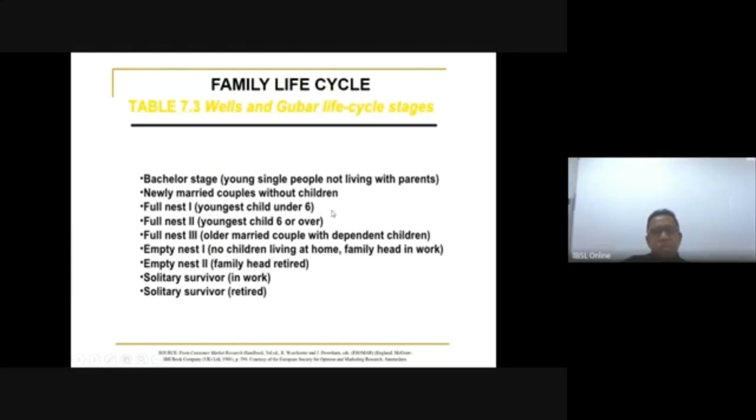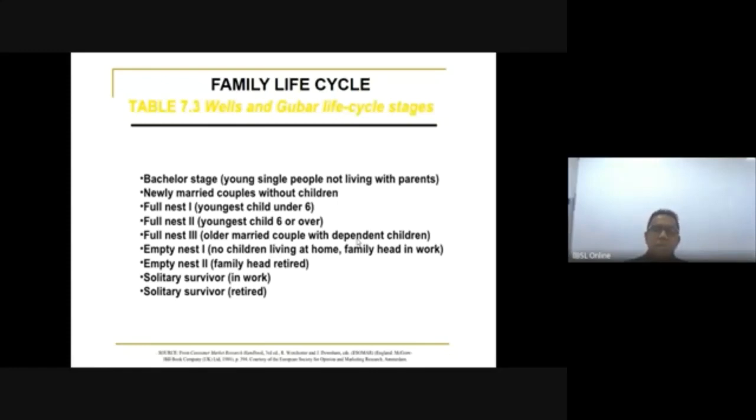Full nest 1, when you have children under age 6, you have a lot of expenses, because of child medical expenses and food. There are different types of needs. Full nest 2, your children are school going, so you need money for school education and things like that. Full nest 3, a married couple with dependent children, you again have to educate them in university and tertiary education.